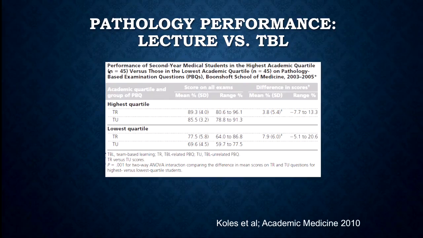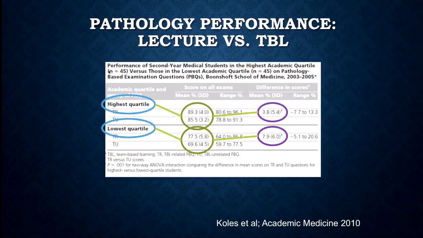Now, this is really interesting. Paul Coles looked at his pathology students. This is preclinical. And he looked at the top quartile of the class and the bottom quartile of the class. And he compared how students did on items that were taught via TBL versus items that were taught via conventional lecture. And what he found was that both sections of the class did better. But the lower quartile did way more better than the highest quartile of the class. And that's just because the highest quartile of the class does well anyway. So weaker students are brought up way more than stronger students.